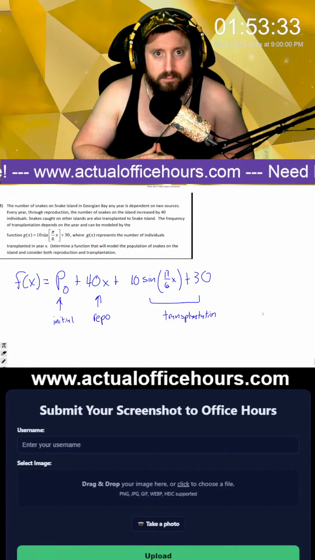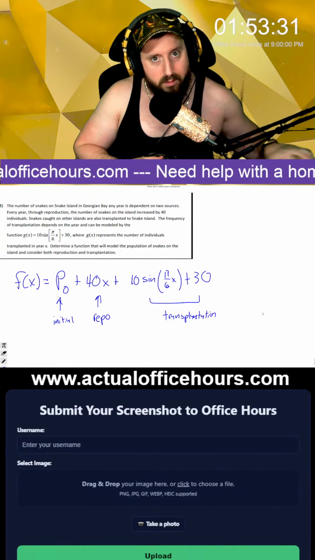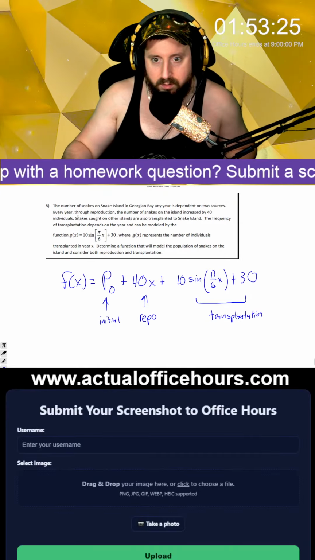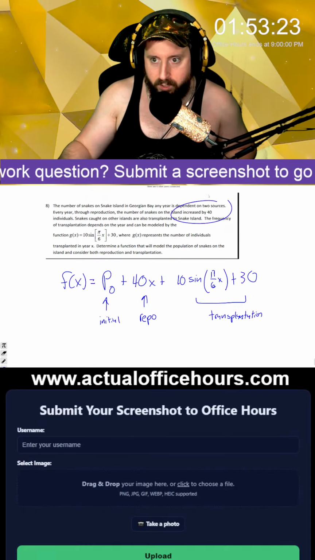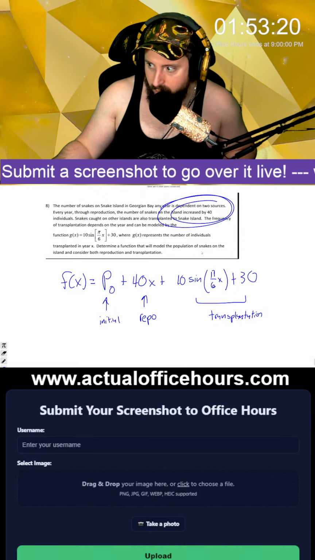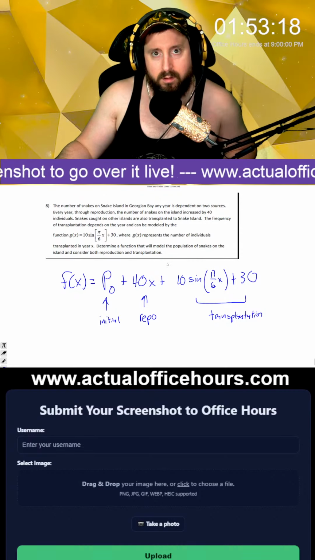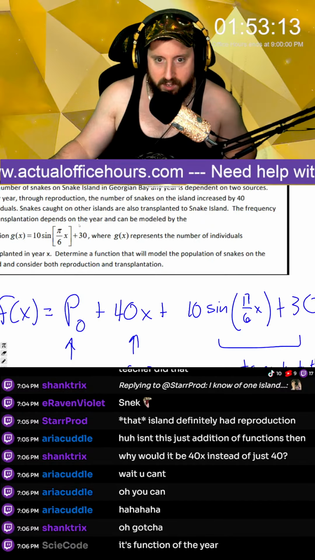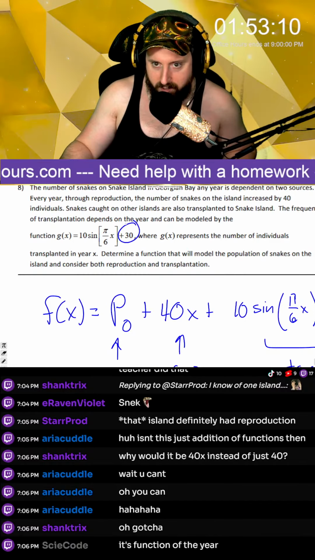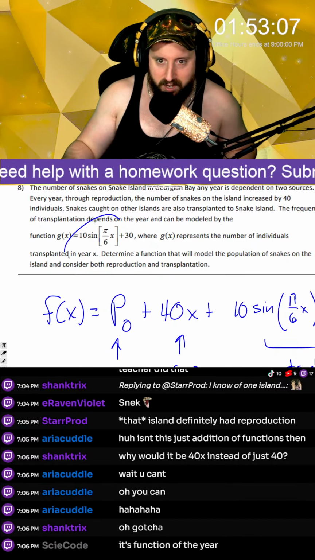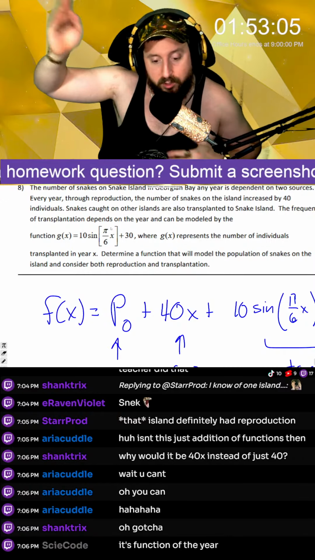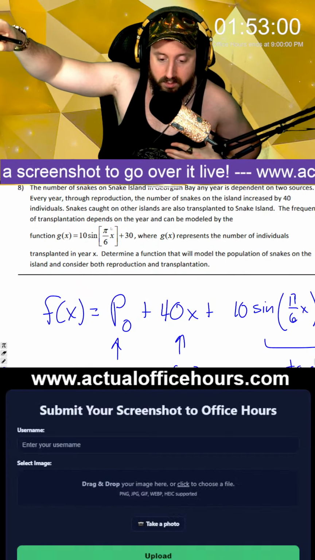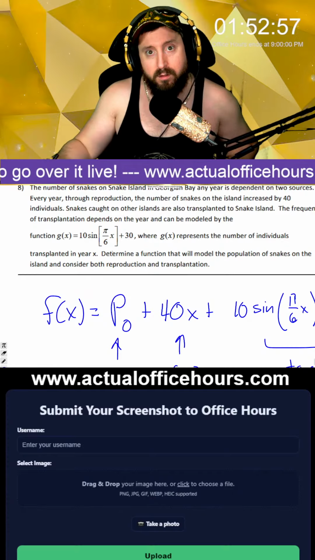Wait, hold up. Wait, you can't. Why can't I? Because x is the year. So every year it increases by 40, right? That's why I put 40x. And this kind of makes sense, right? They're saying that you're going to transplant 30, but then this is sinusoidal, so sometimes you're going to subtract. So the lowest you'll transplant is 20, the most you'll transplant is 40, but it depends on what year it is.